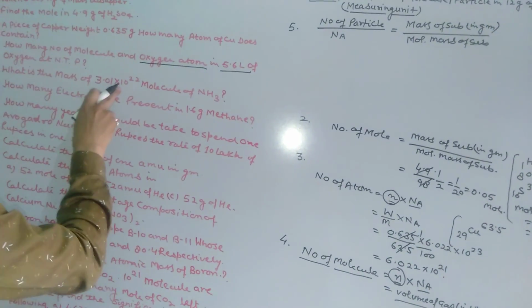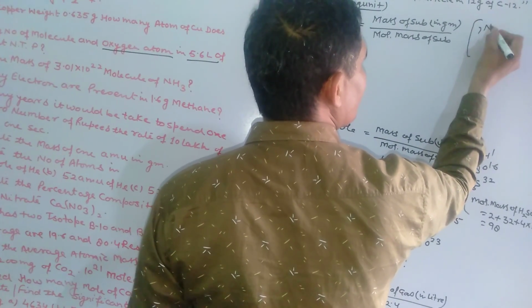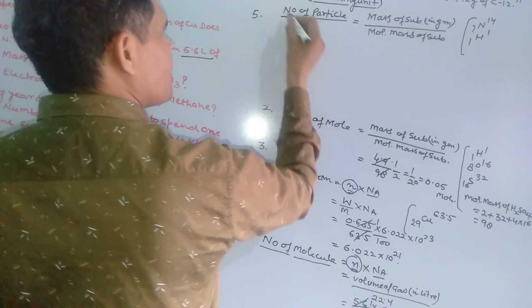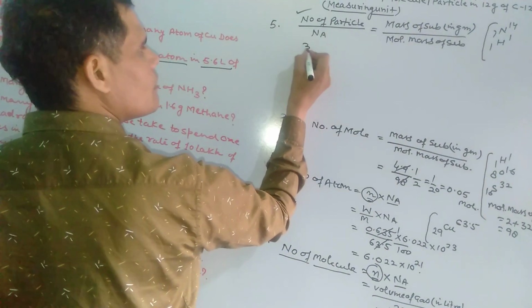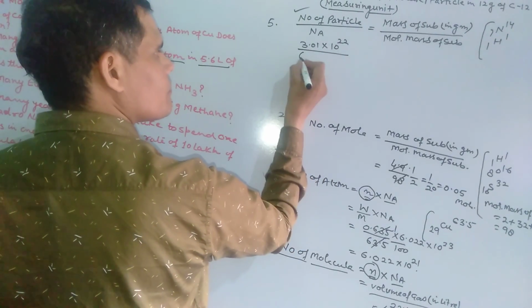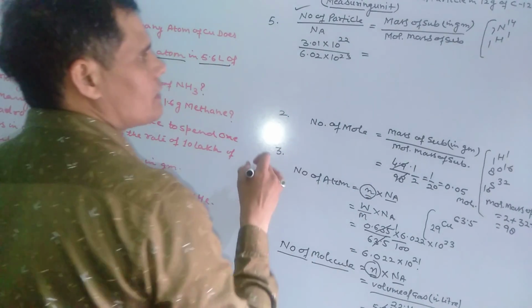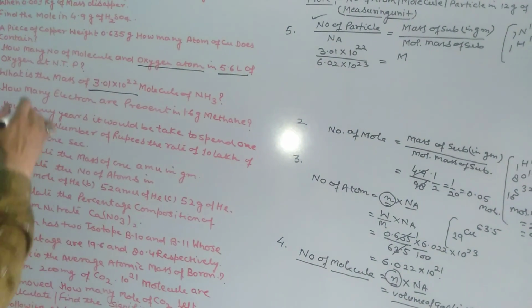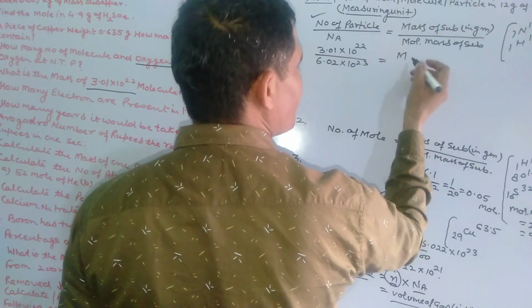For ammonia, given is 7N14 and 1H1. Number of particles given is 3.01 into 10 to the power 22. Avogadro number is 6.02 into 10 to the power 23. Mass of substance is to be found. What is the mass of ammonia? The mass will be found.